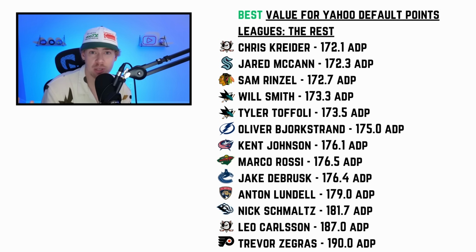He could potentially be good for 70 points. Leo Carlsson, bad shot volume, but line 1 power play 1 probably has that breakout potential. And then Trevor Zegras. You know, Zegras could be playing with Michkov. He's on power play 1, and he could put up 70 points.